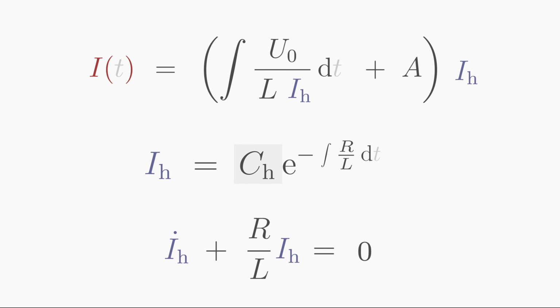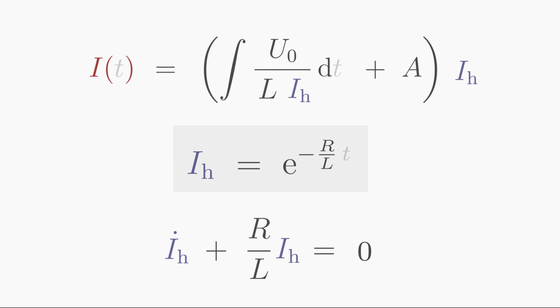We may omit the constant ch in the solution formula here because we consider it later anyway in the constant a, which we find in the other solution formula. The coefficient R over L is constant, and integrating a constant only introduces a variable t.